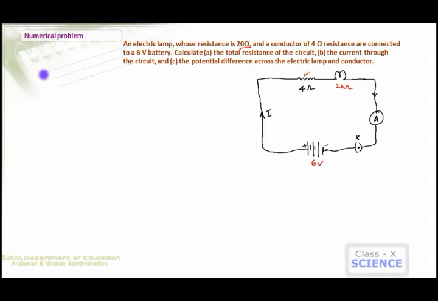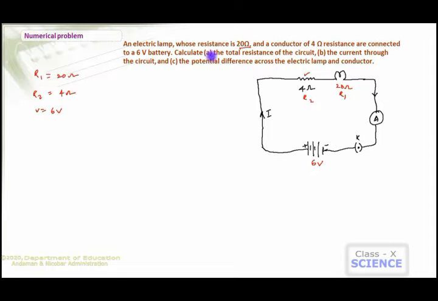Firstly, we will write the given quantities. We take the lamp as R1 and the conductor as R2, right? So here we have R1 is equal to 20 ohm, R2 is equal to 4 ohm. What else is given? Potential difference is there. V is equal to 6 volt, right?